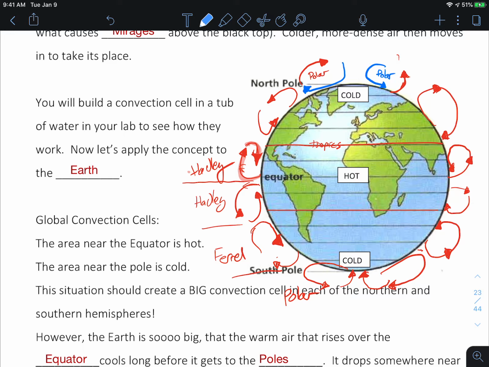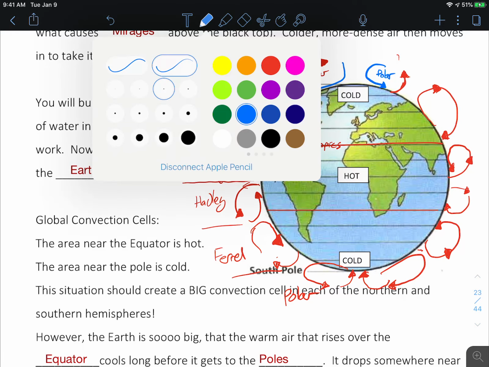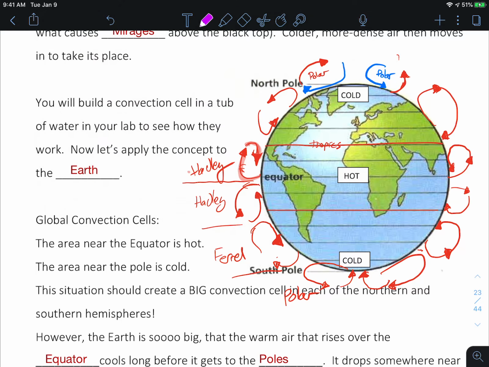In between these two cells, we end up with a cell that's caused mostly by the movement of the other two cells. When these other two cells move, they actually end up butting up against the air in between, and that air ends up moving sort of like a gear, and that is what's known as a Ferrel cell.